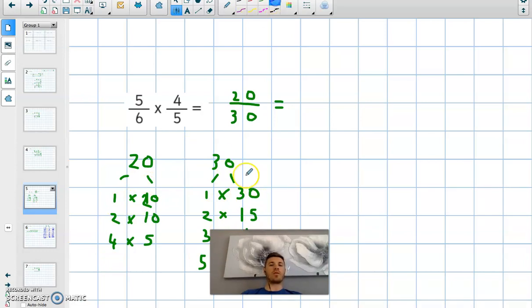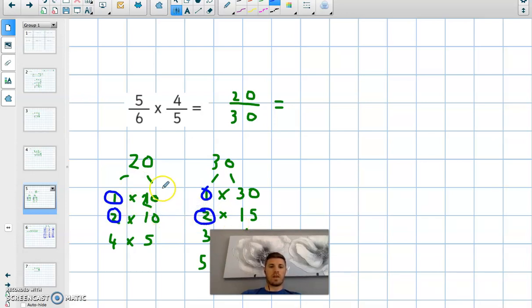We now need to find the highest common factor. So which number appears in both factor pairs that is highest? Well, I can see that 1 appears in both. That's a common factor. I can see that 2 does.